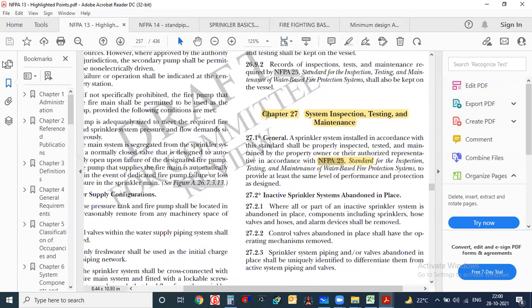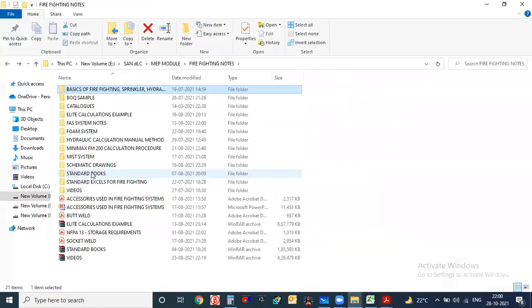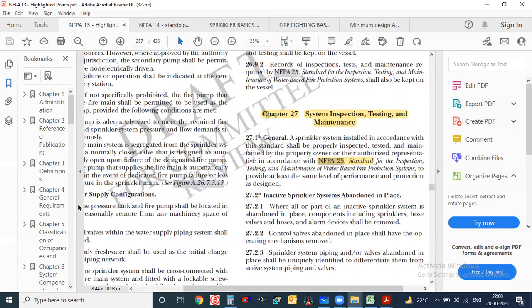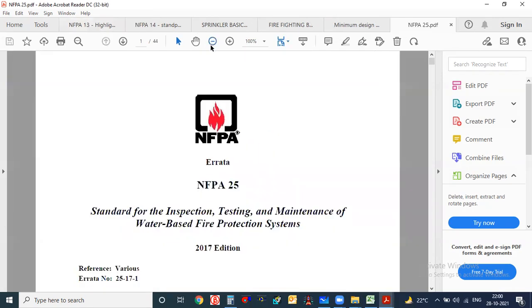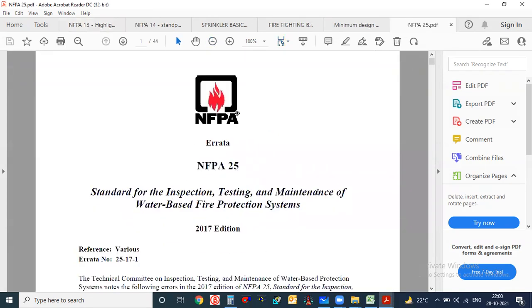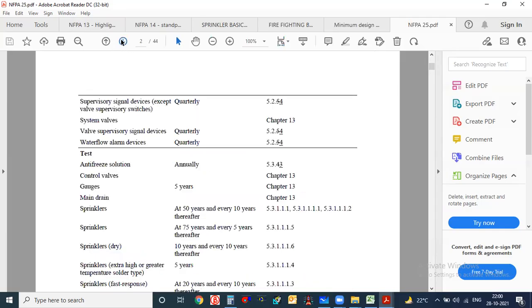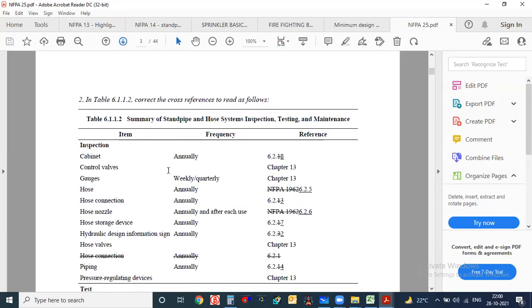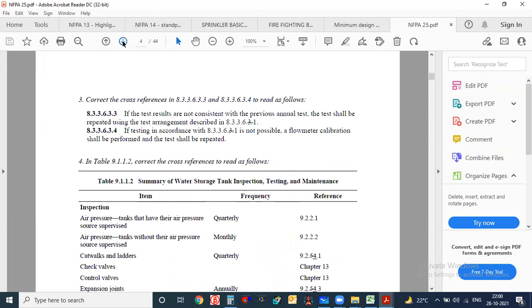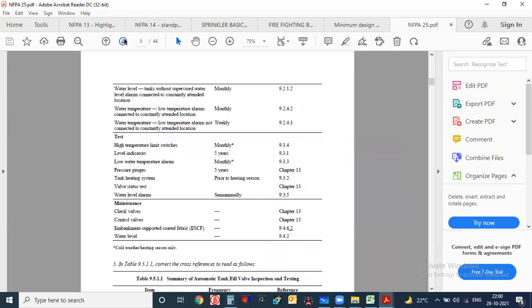I think I have the NFPA 25 also, and I think I have already shared it with you. This is the NFPA 25, for inspection, testing and maintenance of water-based fire protection systems. Whenever you have to inspect, test or do any maintenance work, just follow this NFPA 25. Nothing else is given here, just the item and its frequency.